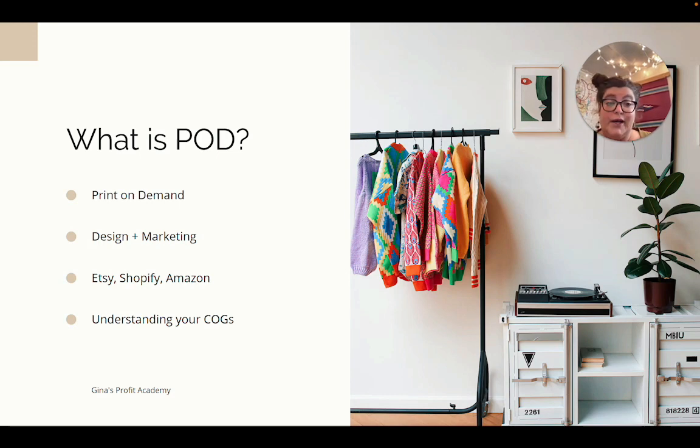How are we going to do it? What are the ways we can do it that we're going to talk about in this course? Primarily focusing on Etsy, Shopify, and Amazon. And the most important piece of this intro spiel is understanding your COGS. So COGS stands for cost of goods. So let's kind of break down some of this a little bit.